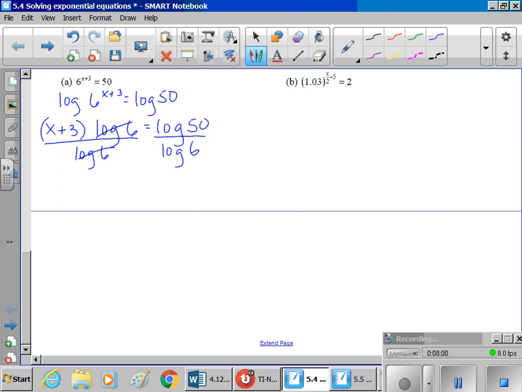So I get x plus 3 now is equal to this mess, log 50 over log 6, and then simply subtract 3 from both sides. And I'm going to put that whole thing into my calculator. And x turns out to be negative 0.82. Looks like I already rounded it. So we'll practice putting these larger expressions into our calculator, all right, to get a value.